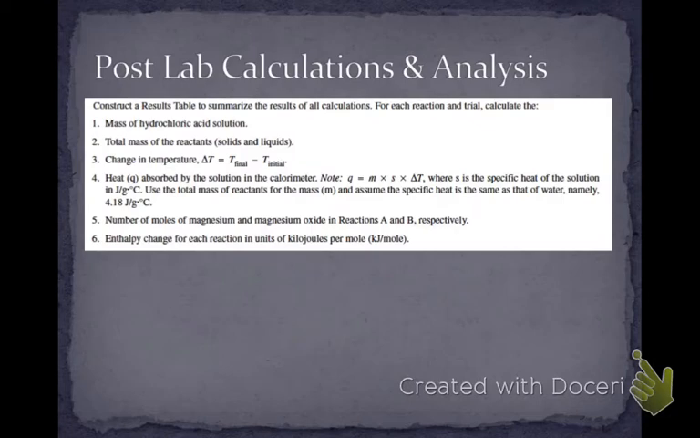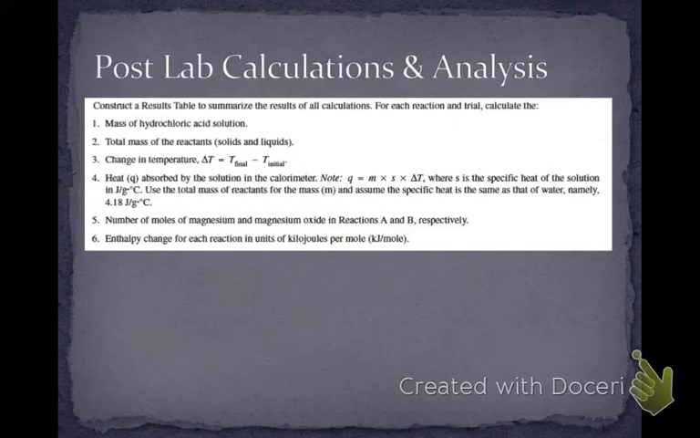So just wanted to make sure that you're accessing the correct lab data. The first thing that is asked of you in the post-lab calculations and analysis is to construct a results table. They gave you a table in the lab handout for you to put all of your data that was collected, and now it's up to you to make your own data table to summarize all the results of your calculations. There are 6 things that need to be included in that data table, and they're all listed here. I'm just going to highlight them for you so you make sure you are including these things.